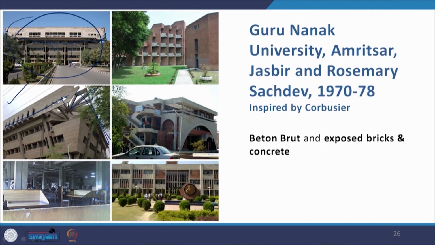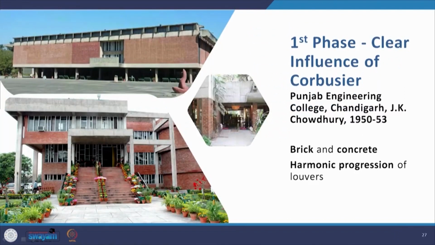So, this idea of the overhang also comes from the works in Chandigarh. Then you have exposed brick and concrete in the hostels and in other buildings. Then there is complete exposed concrete in the interiors, for example here in the library. Now, there is the influence in the Punjab Engineering College, again in the work of J.K. Chaudhary from 1950 to 53, where it is again a combination of bricks and concrete.